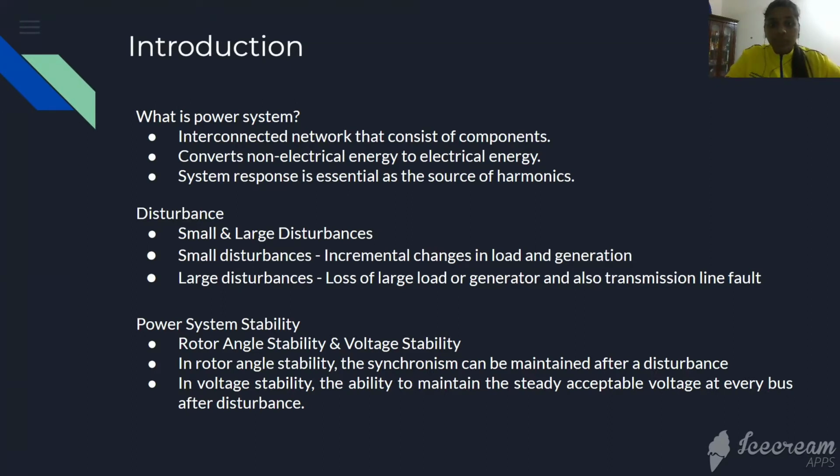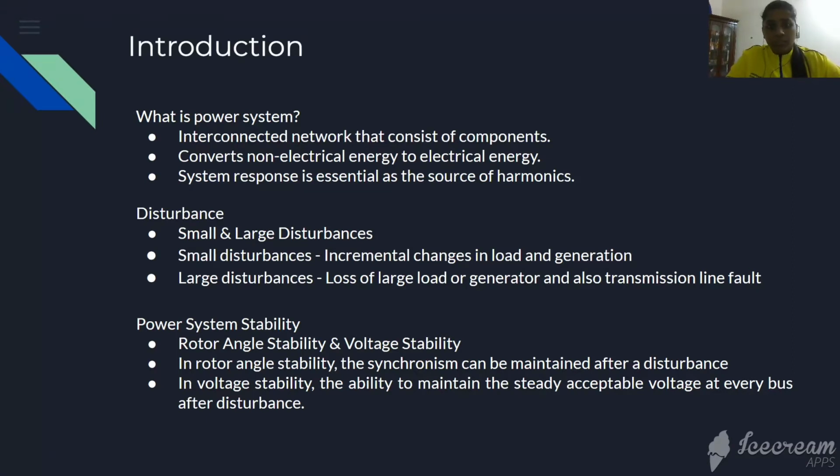So generally in a power system, the system response is essential as the source of harmonics. The property of a power system that allows it to remain in a state of operating equilibrium under normal operating conditions and also to regain an acceptable state of equilibrium after being subjected to a disturbance is also known as power system stability.